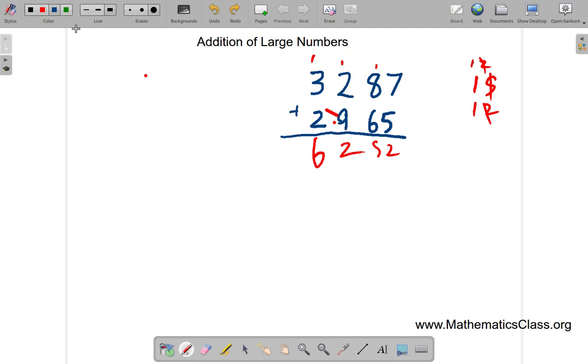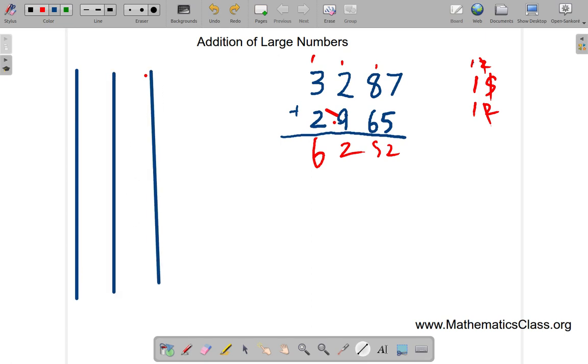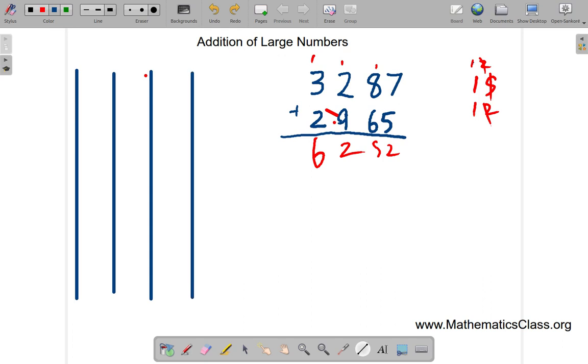Now, as I said, we want to look at some reasoning as to why this thing works. So we're going to use a table with various columns. In this table, this column to the right, the numbers going in it are ones. This is tens, hundreds, thousands, and so on and so forth.